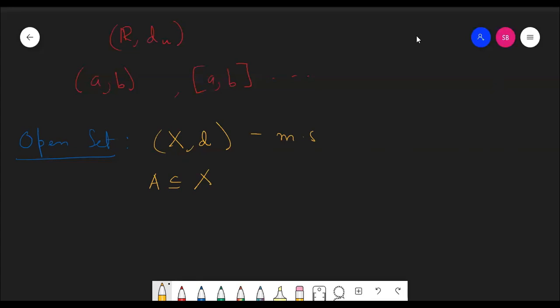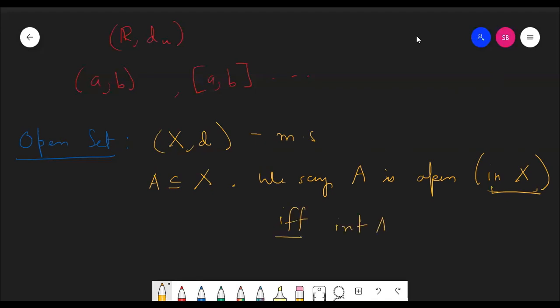So if A is a subset of X, we say A is open in X. Okay, so we won't mention this, but it means that A is open in X if interior of A is equal to A. That is, all the points in A are actually interior points of A. Okay, so we'll see examples.